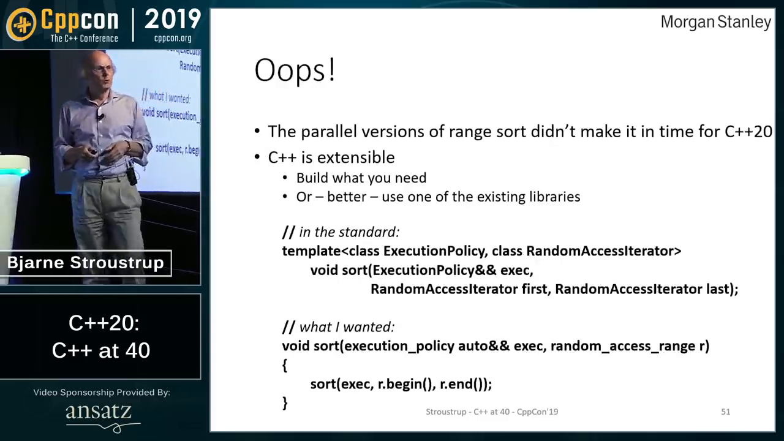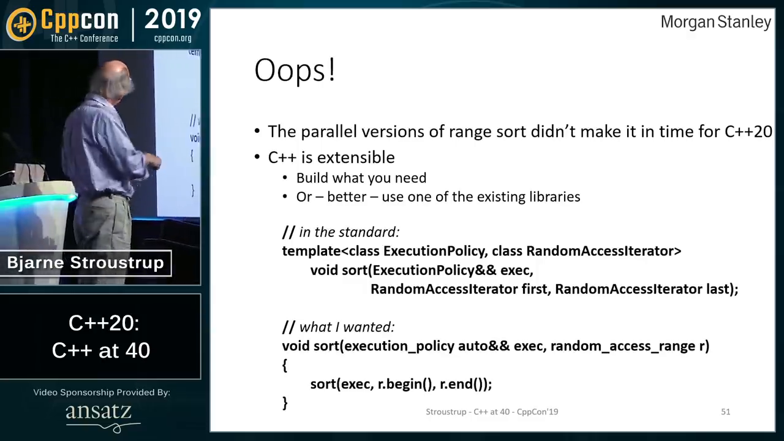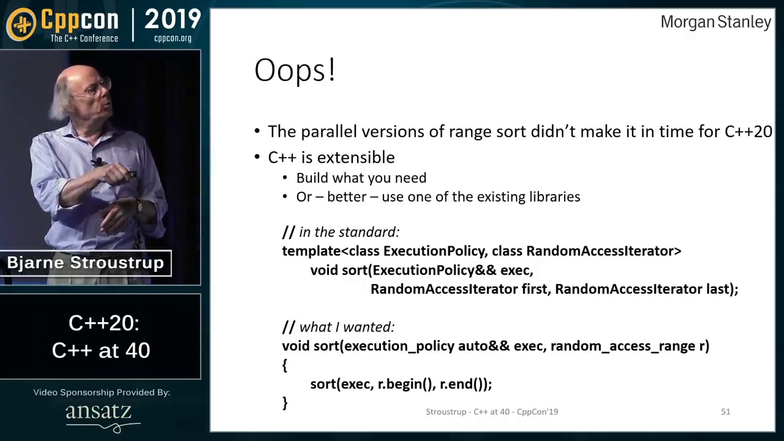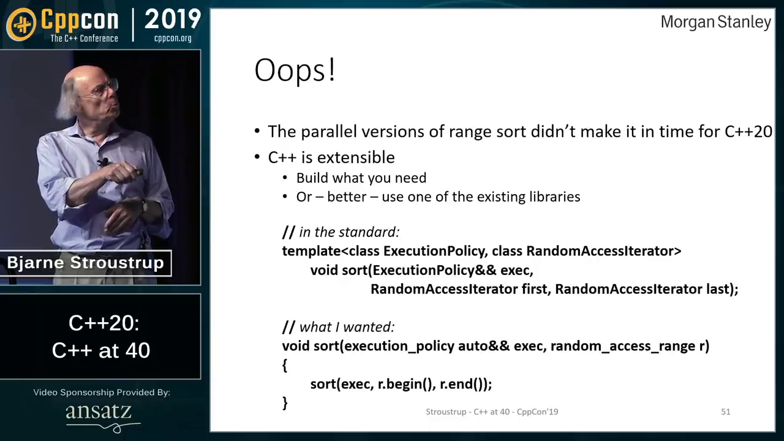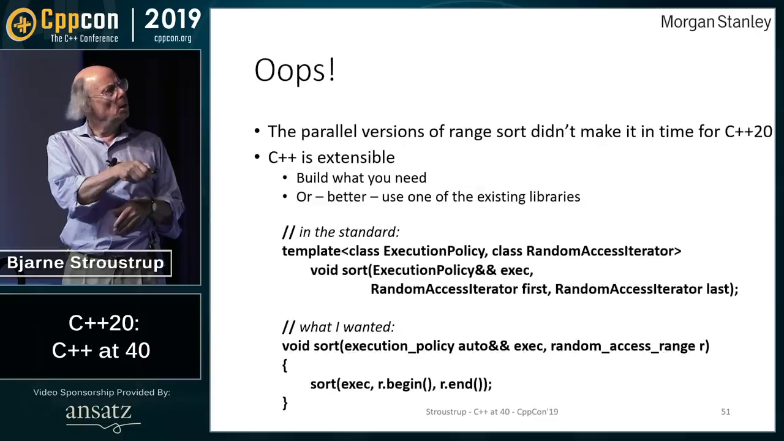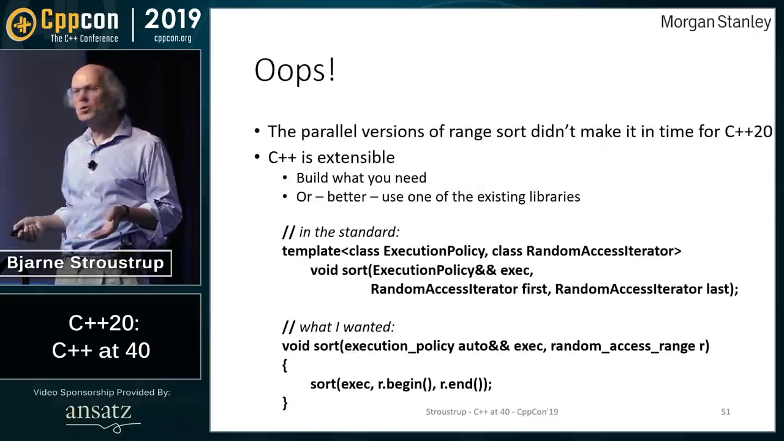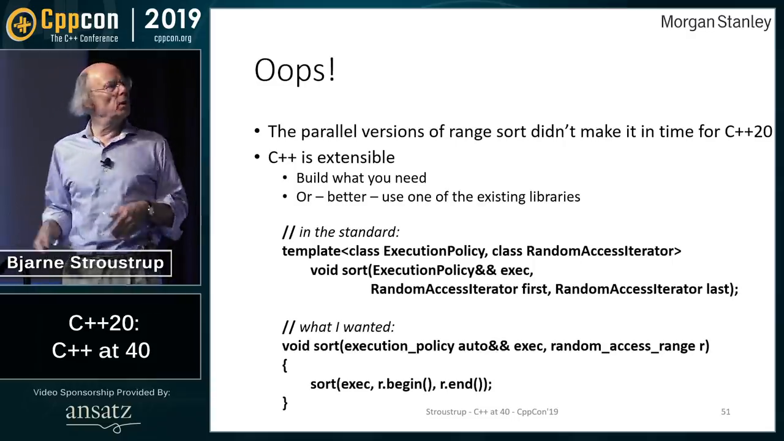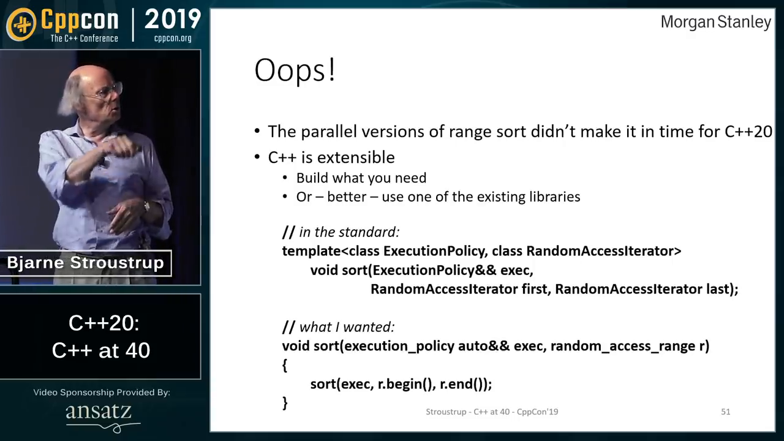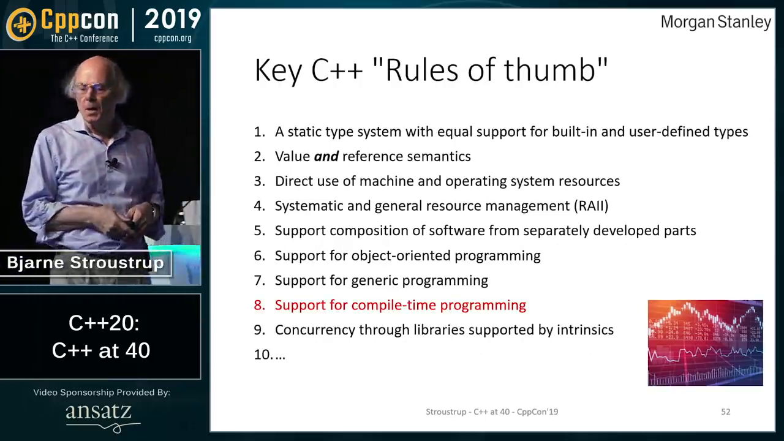We ran out of time for C++20, so I have to drop down one level again. Here is what we have provided. There's an execution policy, like par_unseq and unseq, and it uses the old style iterators. I really want to use my range. Well, it's not brain surgery. You just write it.